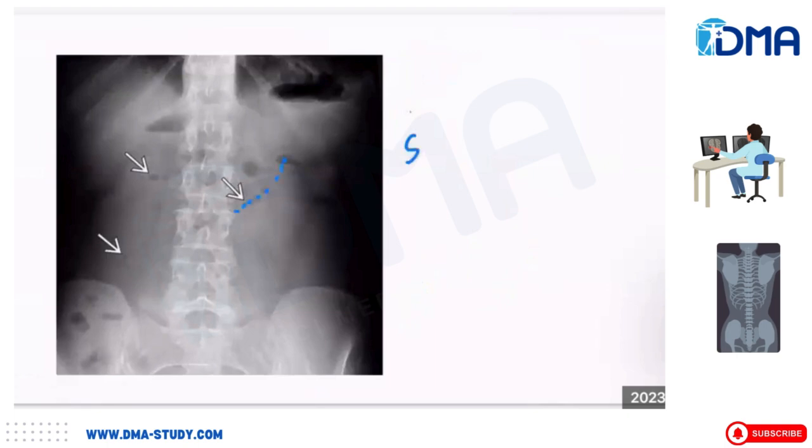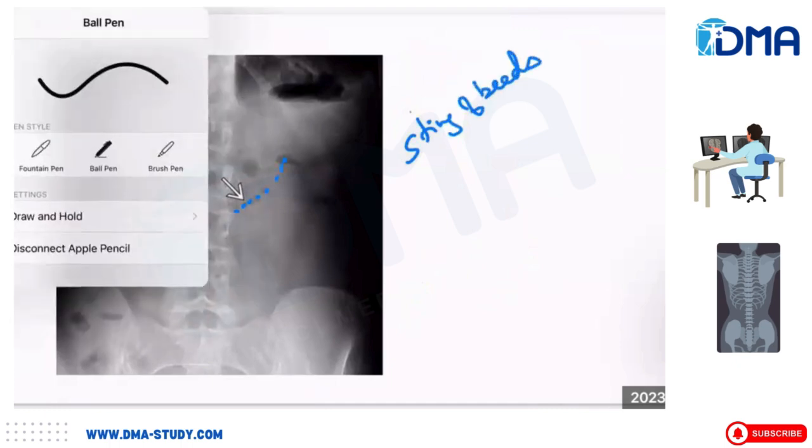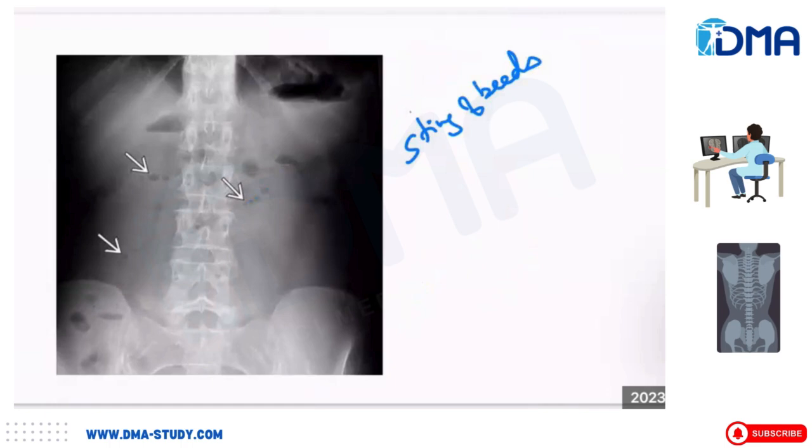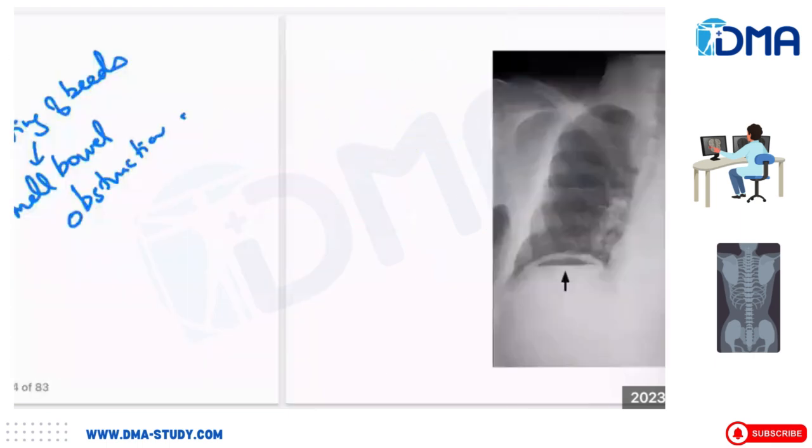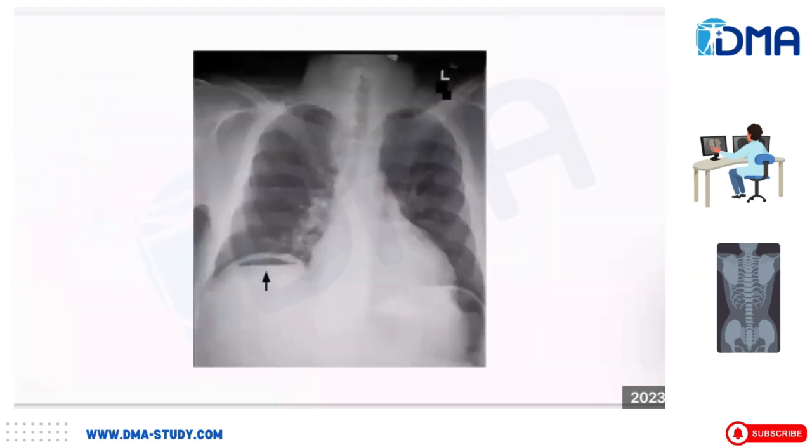String of beads. Where do you see string of beads sign? You see it in small bowel obstruction. Perfect. Then, what is this one?